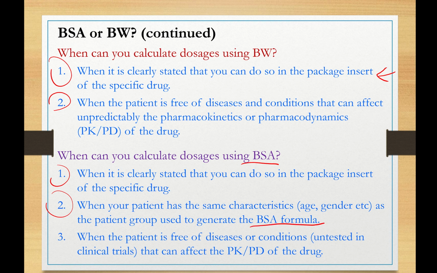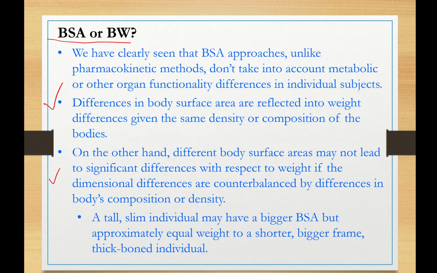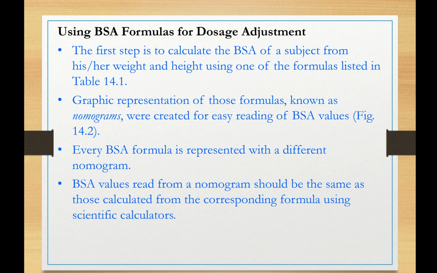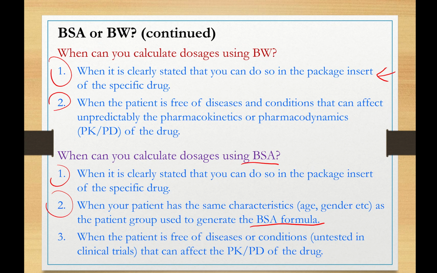So what you need to do first, when we go back to this table, let me just go back. All these formulas that you see are generated out of specific populations. For example, Boyd's formula is for pediatric patients. So you have to study the population group that is studied over there and see if your patient is similar to that group, then perhaps you can use Boyd's formula. Of course, with caution, but you can go ahead and use it if you're a physician.